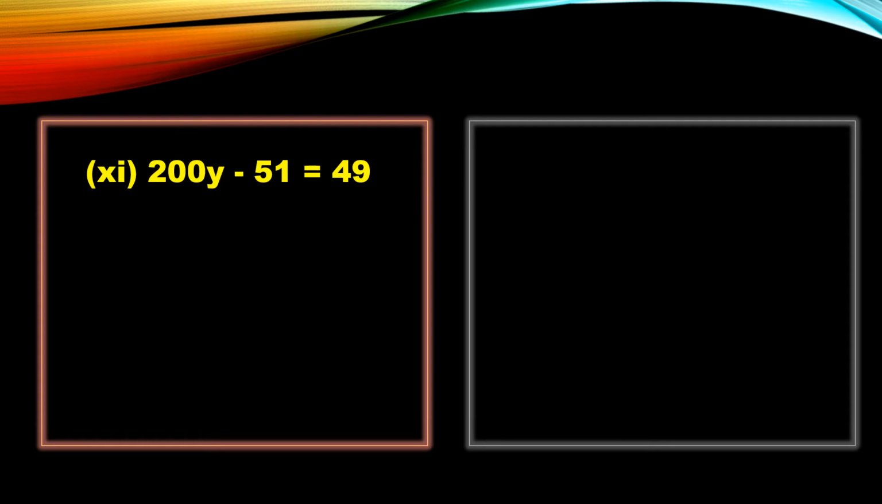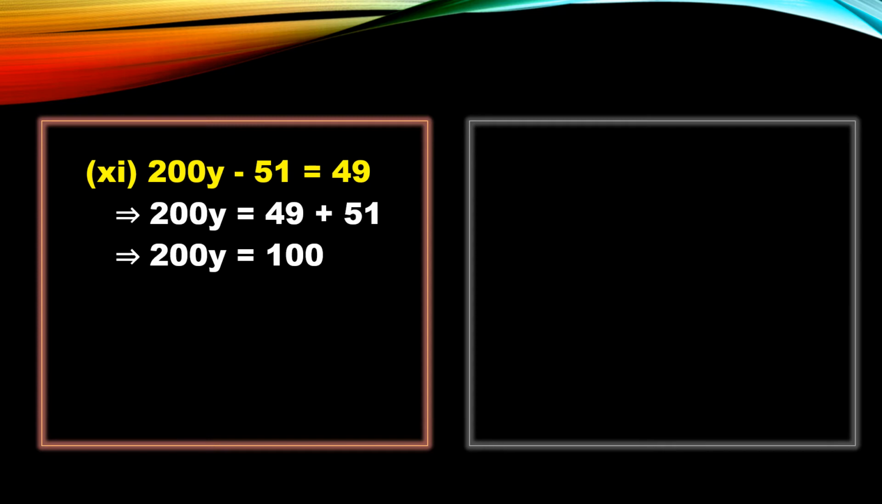Here is the next question. 200y minus 51 equals to 49. What do we have to find out first? We need to find out the value of the variable. So to find that, whatever is there with the variable, we should cut the connection and send to the other side. So with y we have 200. Apart from this, first we have minus 51. We should send this minus 51 there. It is subtracting with this 200y. So when minus 51 goes there, it becomes plus 51. When you solve it, you will get 100. 49 plus 51 is 100.